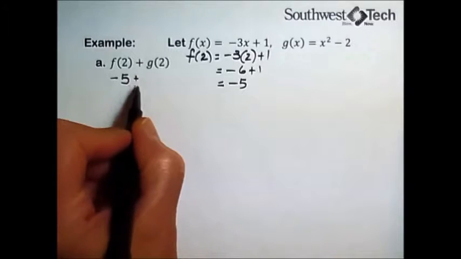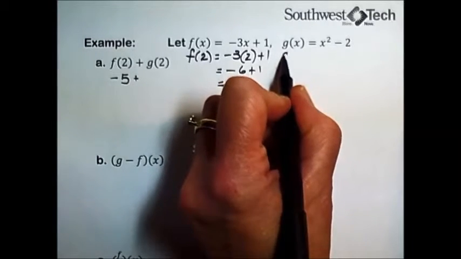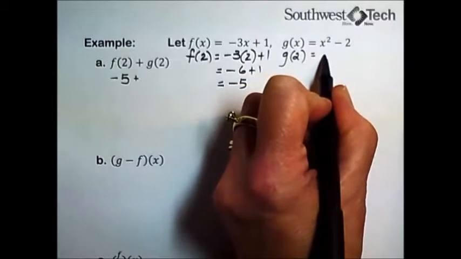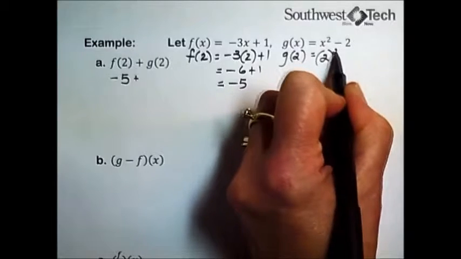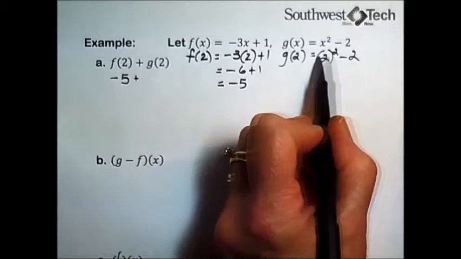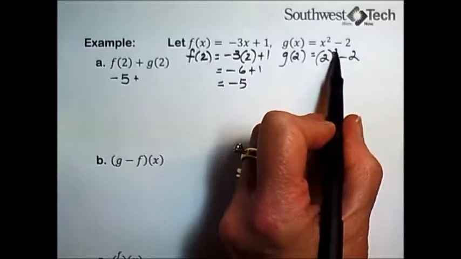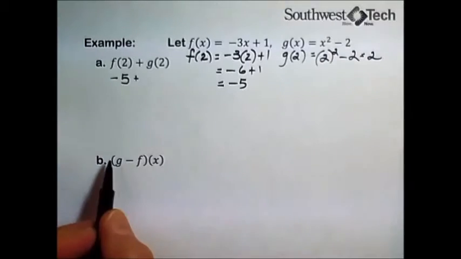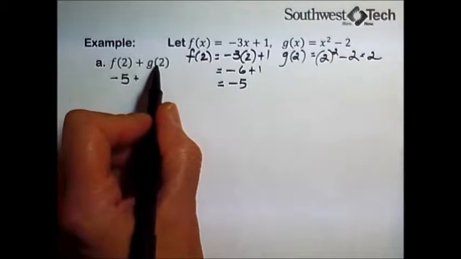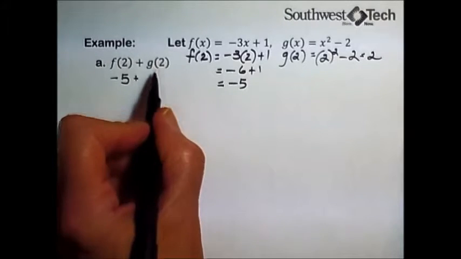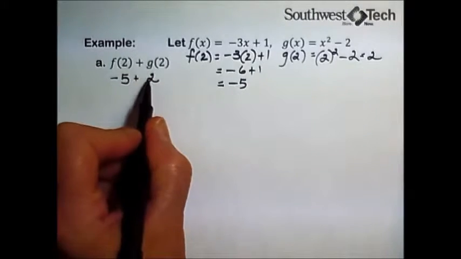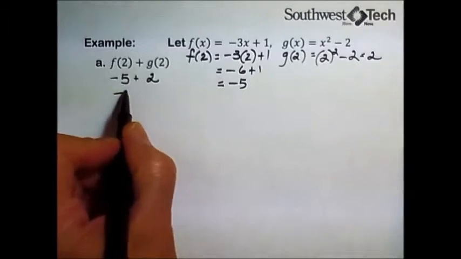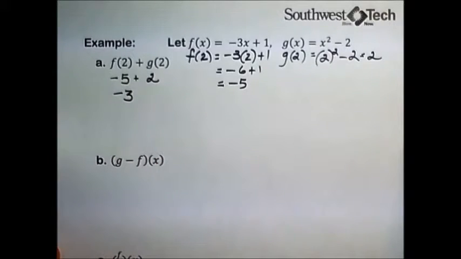They want us to add that to g of 2. And so we look at the g function, we replace x with a 2, or the input value of 2, and wherever there's an x, we put that 2. Following order of operations, 2 to the second power is 2 times 2, or 4, minus 2 results in a 2. So in place of g of 2 we get an output of 2, and we'll simplify that then. Now we have integers that we can add together, and our answer to this question is negative 3.